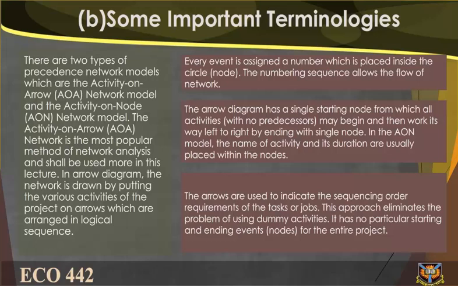In the AON model, the name of the activity and its duration are usually placed within the nodes. The arrows are used to indicate the sequencing order requirements of the tasks or jobs. This approach eliminates the problem of using dummy activities. It has no particular starting and ending event nodes for the entire project.